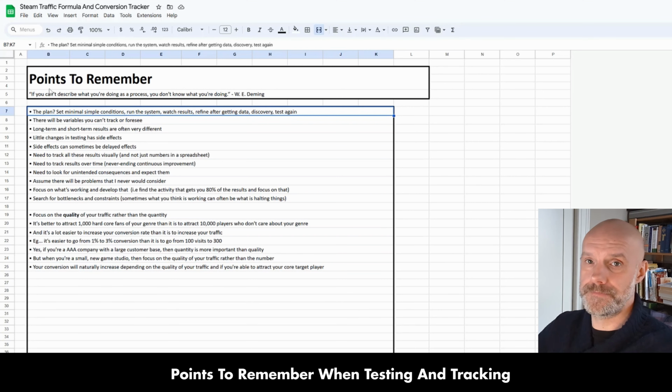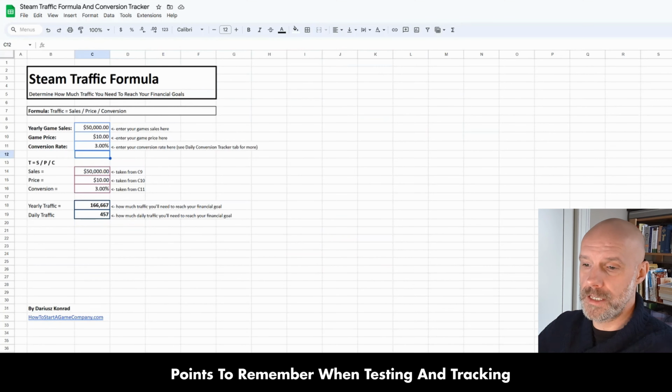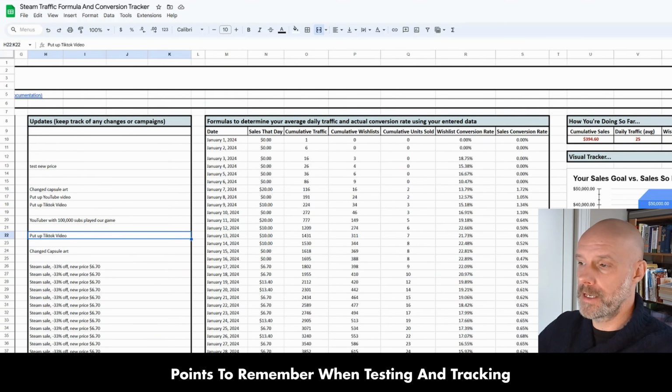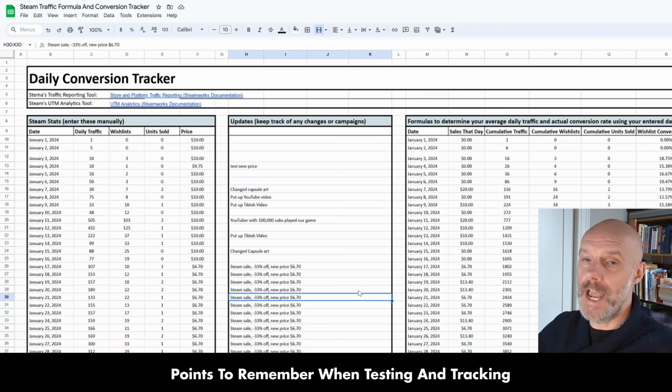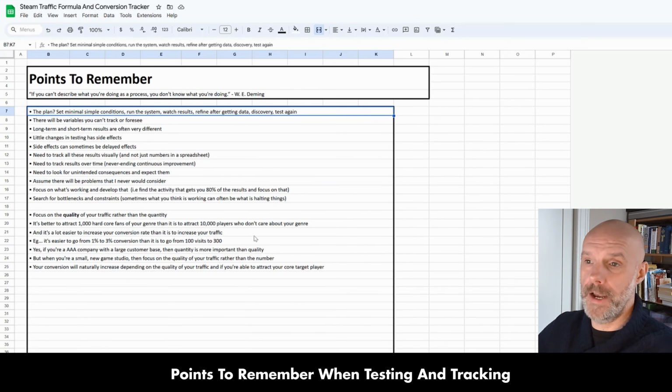Also, it's important to track your data visually because numbers on a spreadsheet don't really show the whole picture, right? So this is why I have these graphs for you, right? You've got to have some visual element to see in one spot what's working or not. So you need to track results over time because, like I said, short-term results often are very different from long-term results. And you need to look for unintended consequences and expect them, because sometimes what you think is going to happen often doesn't. So you kind of have to assume that there will be problems that you would never even consider, right, when you're testing.